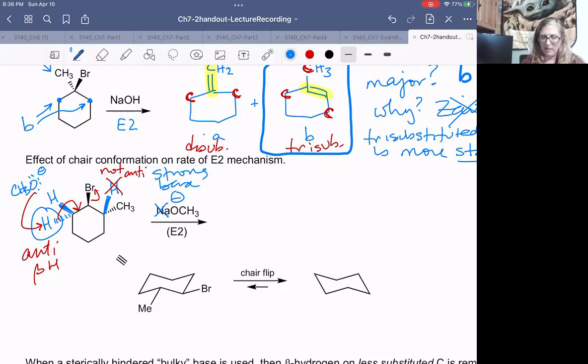So what does our product look like? Our product has the double bond in this direction. And my methyl group that was a dash is still there. That's my only product.